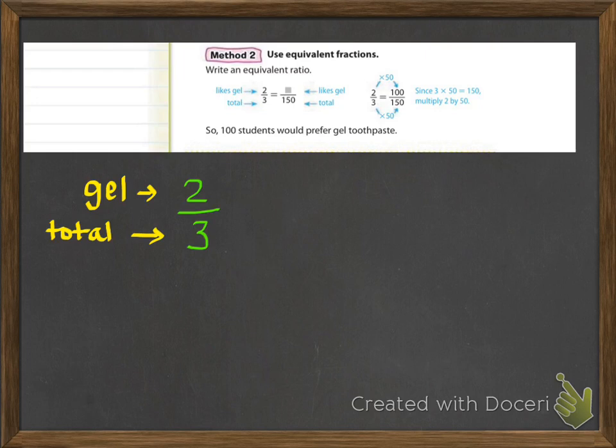Now make sure that you don't make the mistake and say gel to not gel, because that wouldn't be correct. It's 2 out of every 3. So now you're going to write an equal sign. And now, because they told us that the total amount of students in the school was 150, we're going to go ahead and write that 150 right here. And then that's the total for the school.